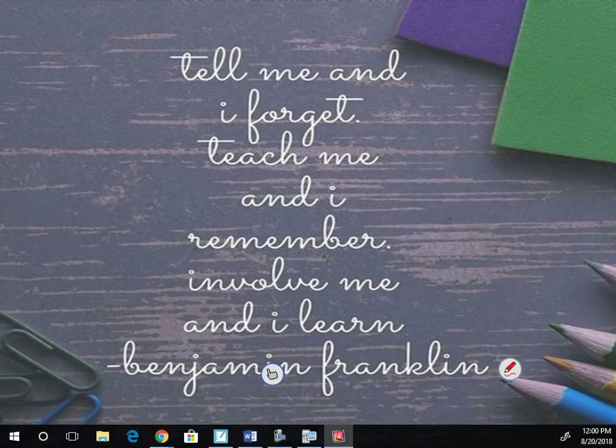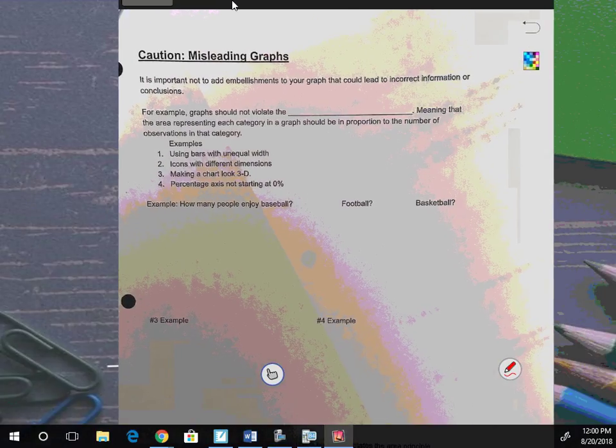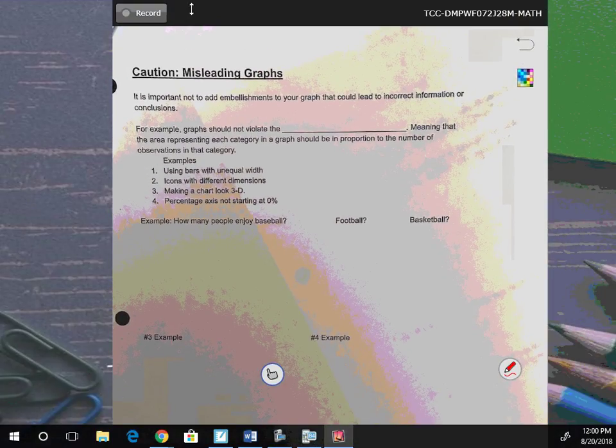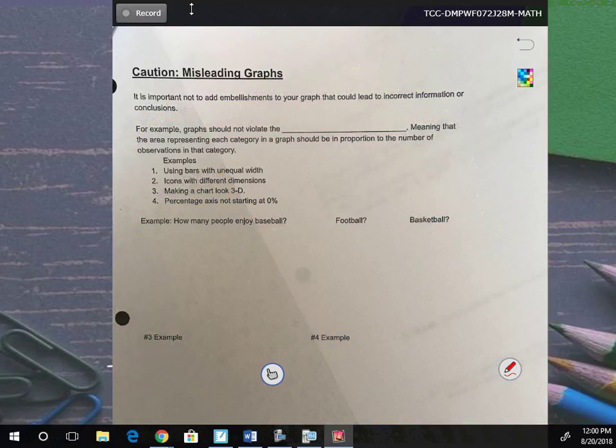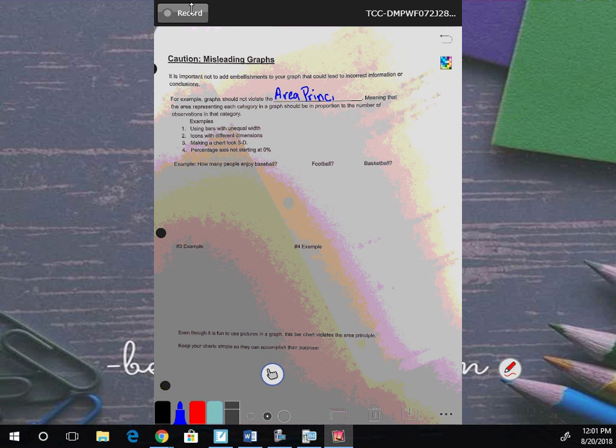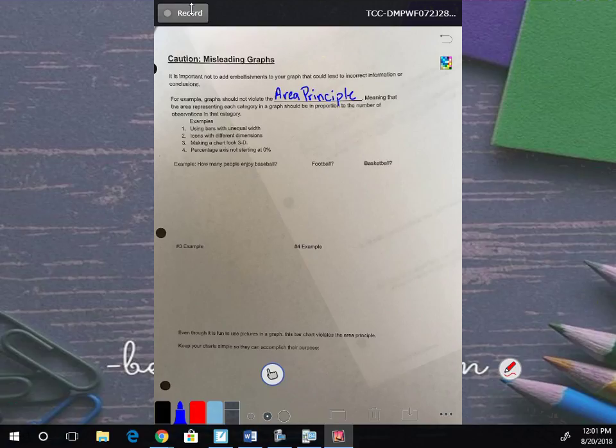It is important not to add embellishments to your graph that could cause the information to be incorrect or make you have incorrect conclusions. For example, graphs should not violate the area principle. Goodness, I can't spell words to save my life. Area principle. Meaning that the area representing each category in a graph should be in proportion of the number of observations in that category.